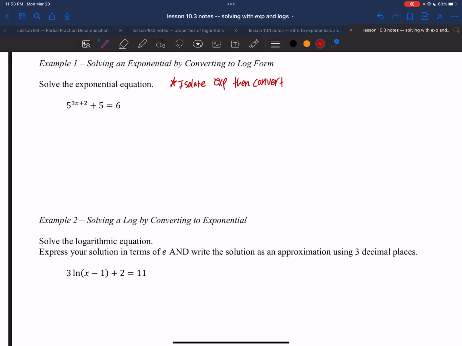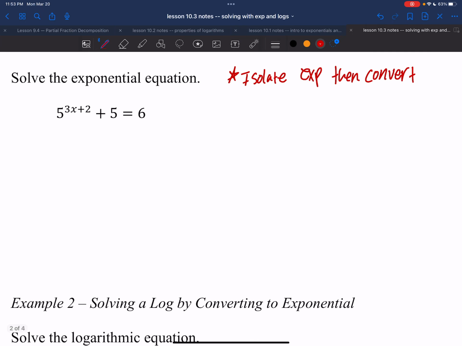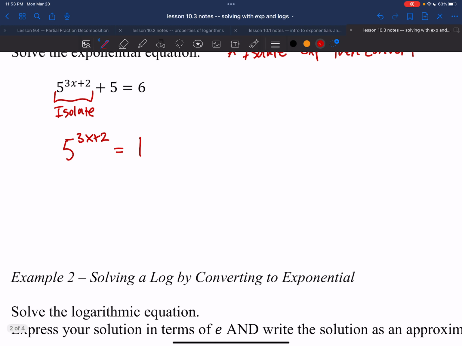So what is my exponential term here? It's 5 to the 3x plus 2. So this is the thing I want to isolate. So I'll subtract 5 from both sides. I'll get 5 to the 3x plus 2 equals 6 minus 5, which is 1. And now I'll convert to log.